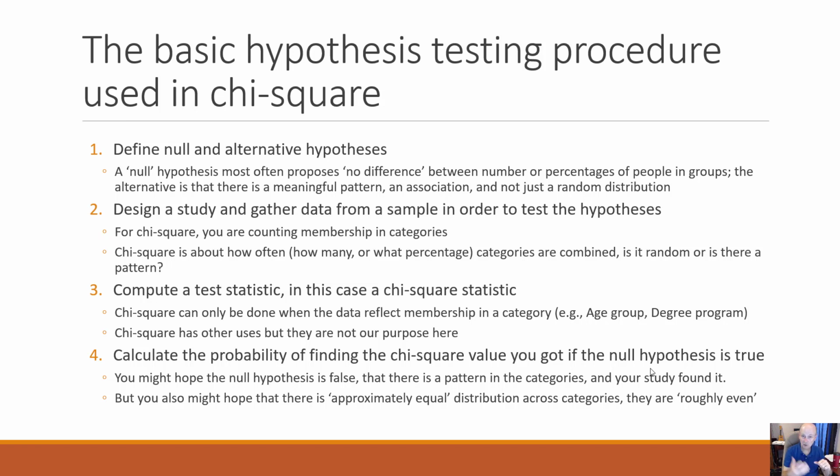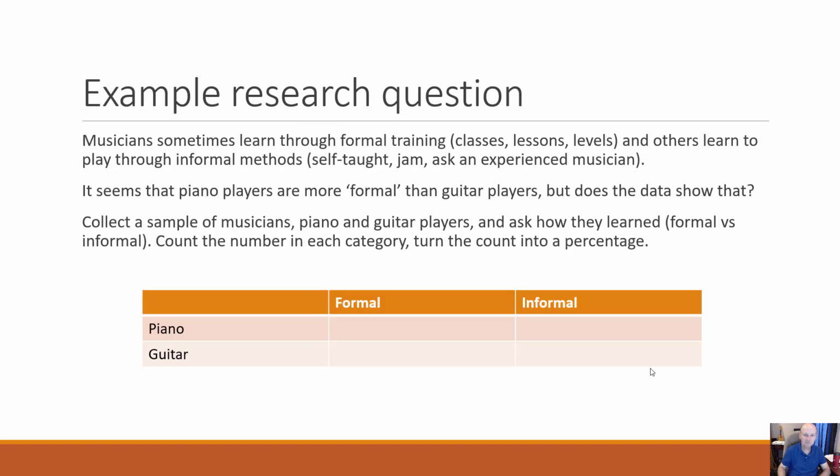Chi-square does have other uses. We can look at those elsewhere. But right now we're just doing the chi-square test of association. In this case, we're going to be looking at the association between two categorical variables. And then the chi-square will produce a probability based on the sample size that we have, and then we can decide whether or not we've got enough evidence that there's a relationship between training and musical instrument, or whether there's not a relationship. I'll explain that in just a minute.